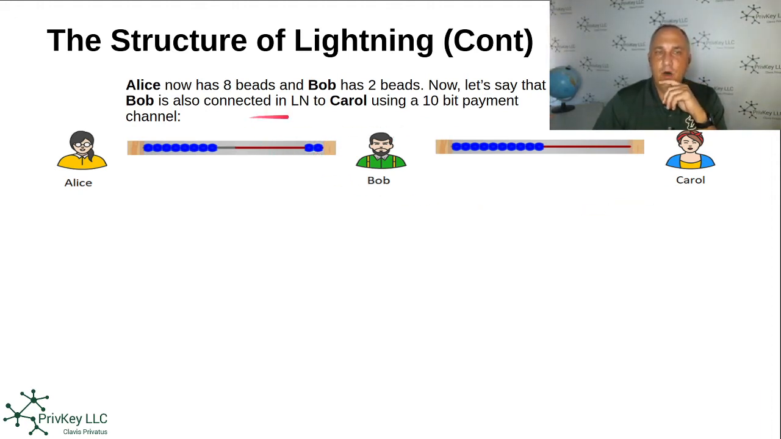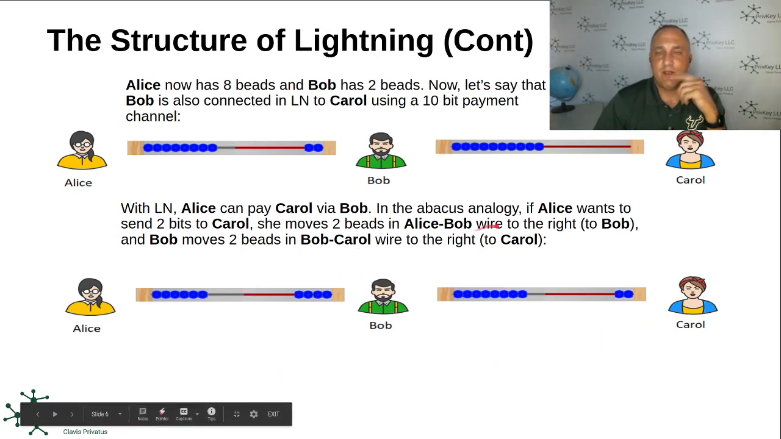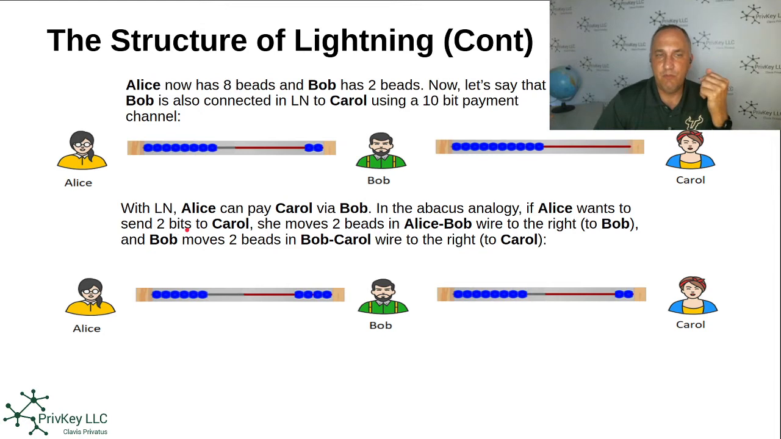But let's say that Bob also has another channel with Carol. And he's got 10 beads on his end, and Carol's at 0, just like he had before, right? Now Alice says, okay, I want to pay Carol via Bob because I don't have a direct channel with Carol. So in the abacus analogy, Alice wants to send 2 beads to Carol. So she moves 2 beads right here, right? And then Bob moves 2 beads on the Bob Carol wire to Carol. And this happens at the same time.